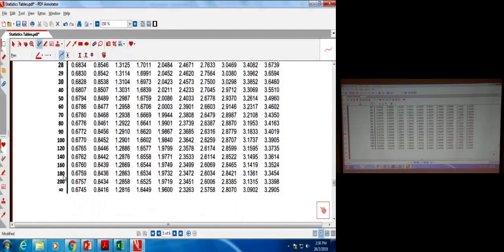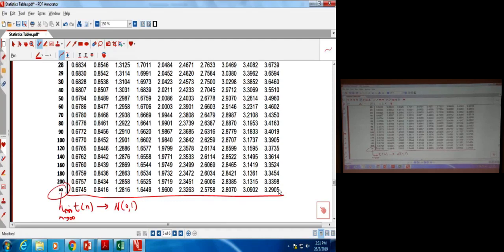The last one is infinity. Although infinity is just a notation, a symbol, what it means is that as the degrees of freedom get bigger and bigger, the T distribution is closer to a standard normal distribution. So a T distribution with degrees of freedom n, in the limit as n goes to infinity, approaches a standard normal. In other words, this line represents the quantiles of a standard normal distribution.